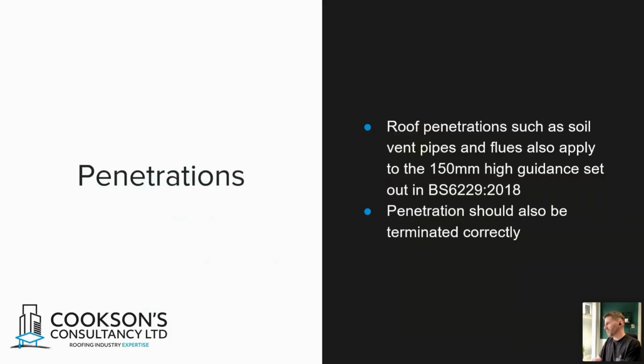So now we come on to penetrations. So roof penetrations fall under the 150 millimeter guidance in BS 6229. So the waterproofing is taken onto the penetration and finishes a minimum 150 millimeters above the level of waterproofing, and the penetration must be terminated correctly. So like I say, when it comes to pipes, other kinds of penetrations, handrails, everything like that, two things you've got to remember: the waterproofing should be 150 millimeters above, and the penetration should be sealed to make sure that no water gets down behind the waterproofing.